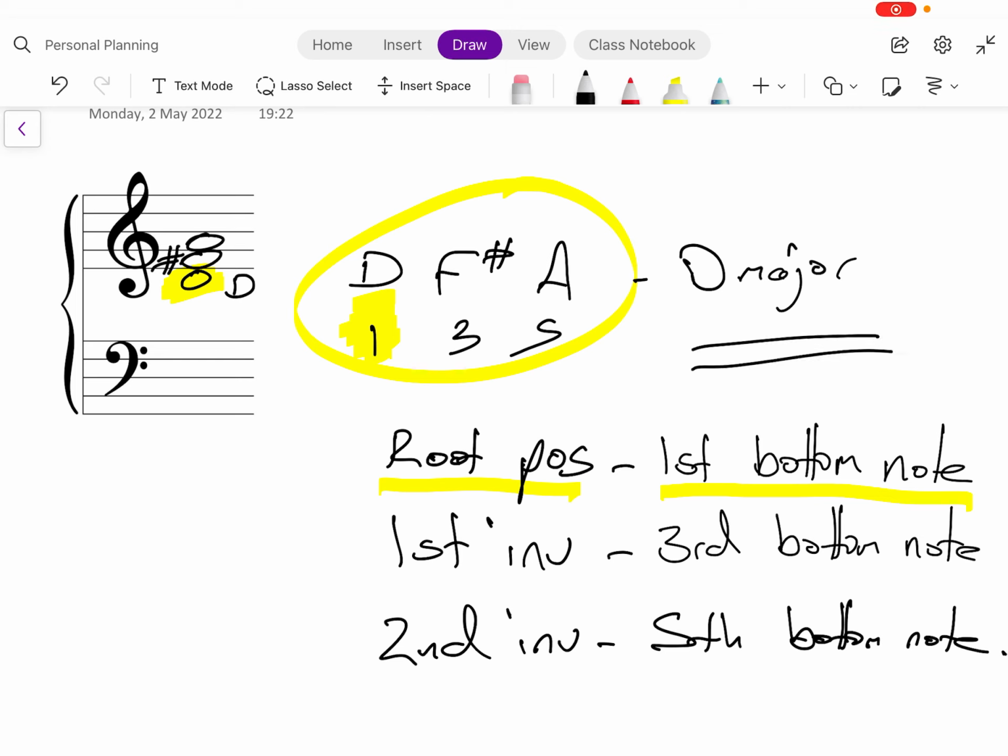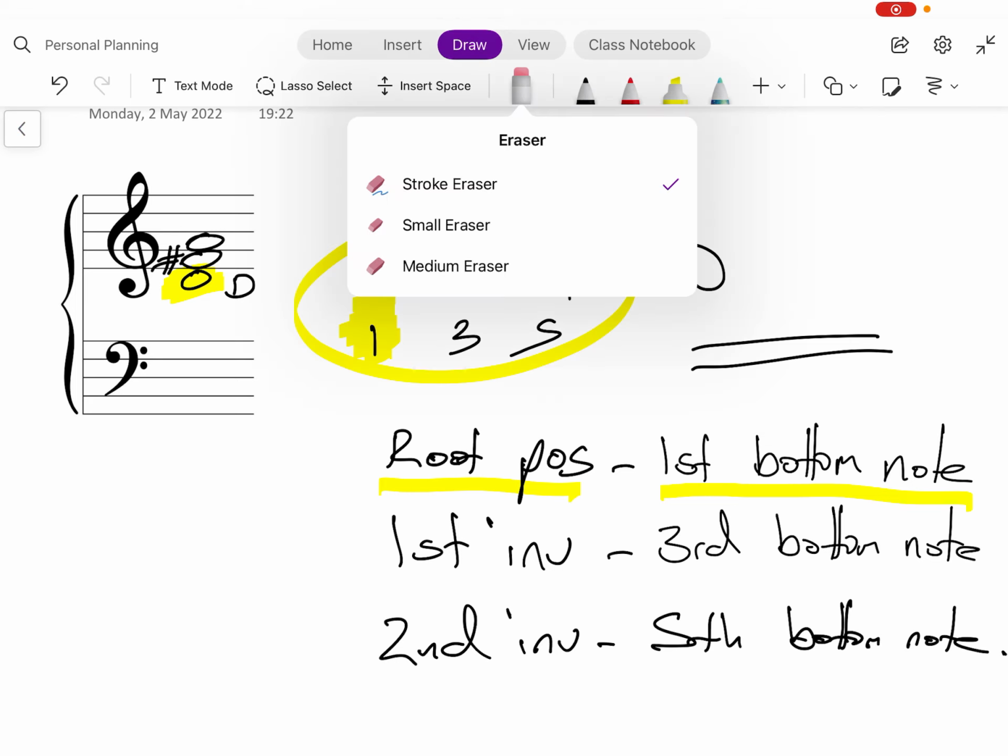If my chord is in root position, I don't really need to write anything after. When you write D major, or even just D, that just means that it's a major chord and it's in root position. You don't need to write anything else. Let's do a different example.